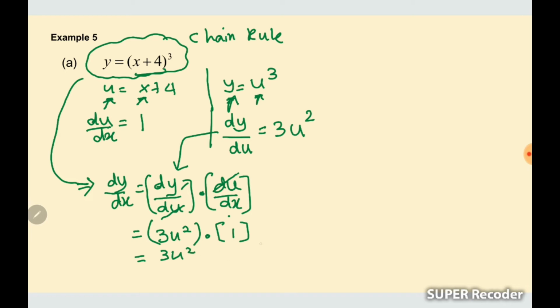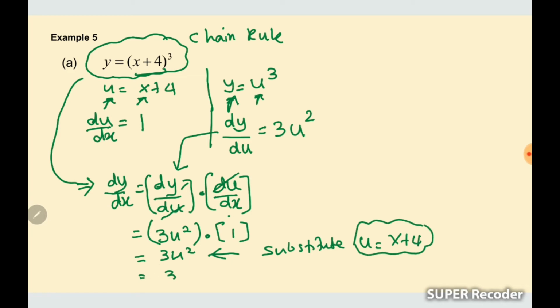But you have to substitute. What is u? Substitute u equals x plus 4 into the answer. So the answer is 3(x plus 4) squared. This is how you can solve the question by using the chain rule. So you have to use this rule.